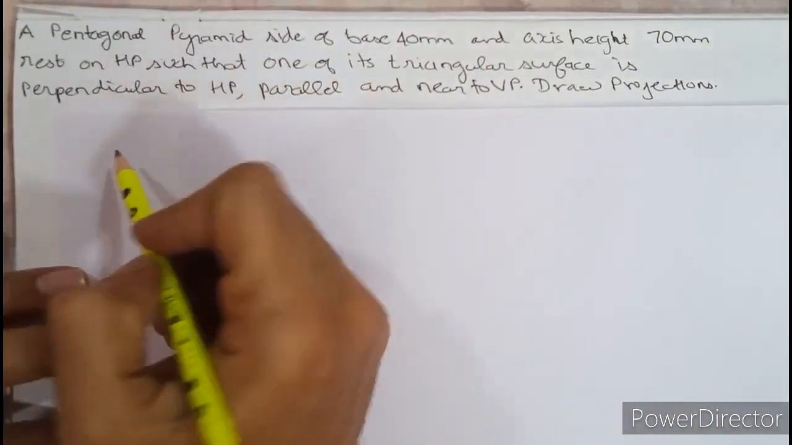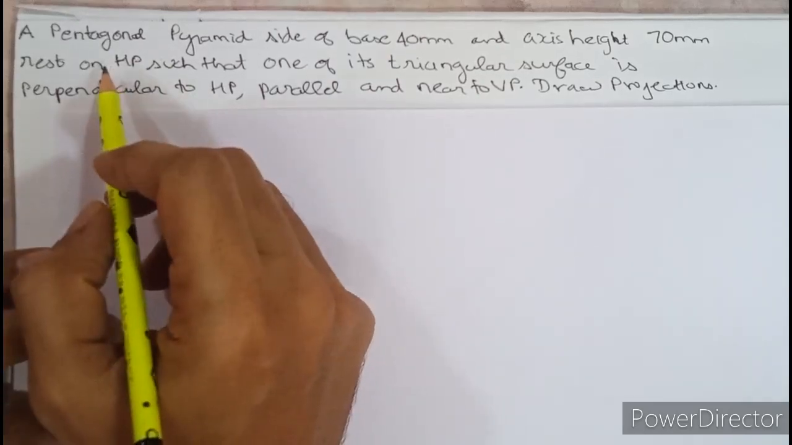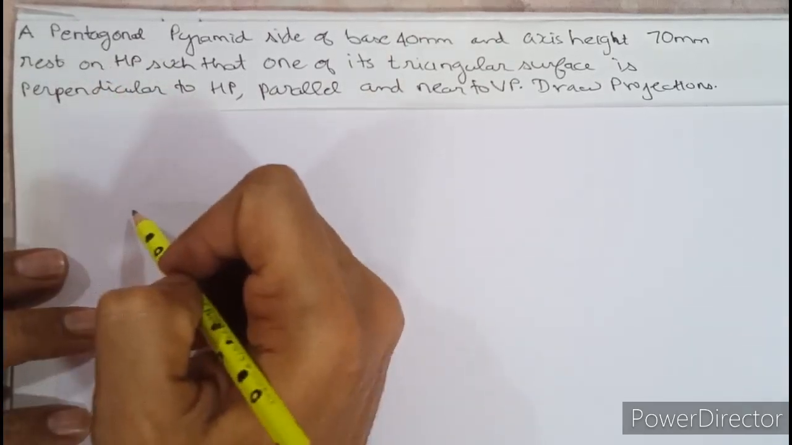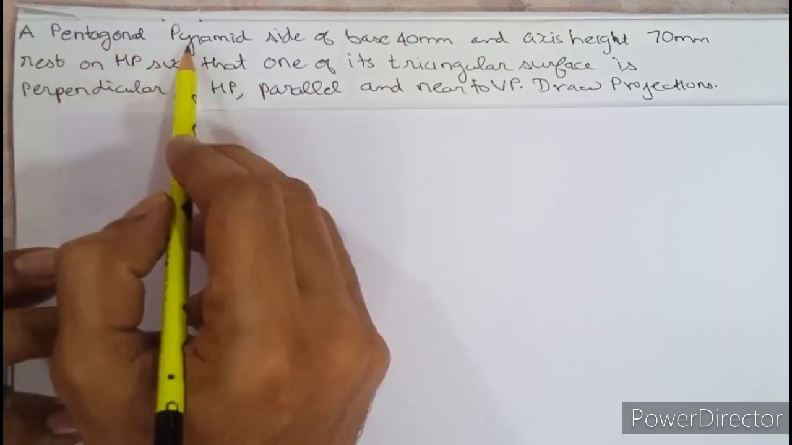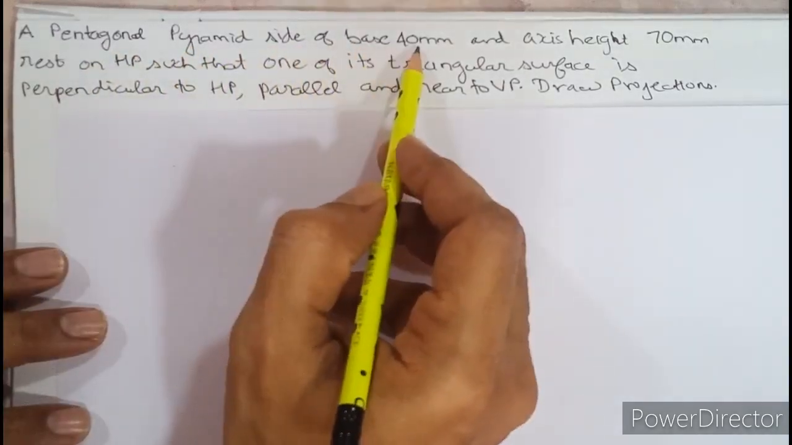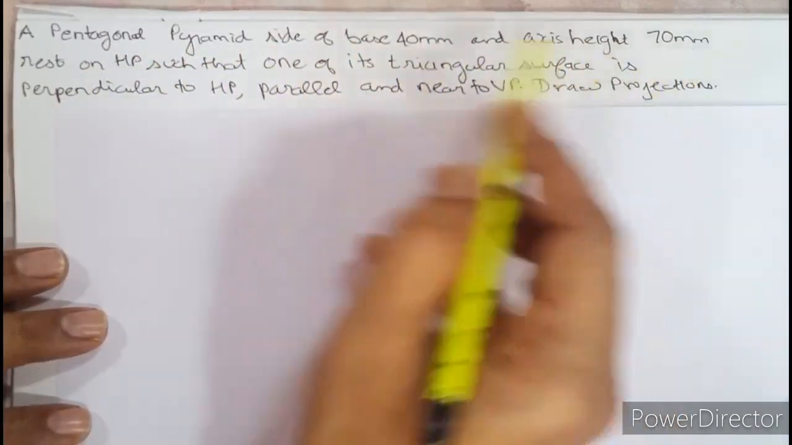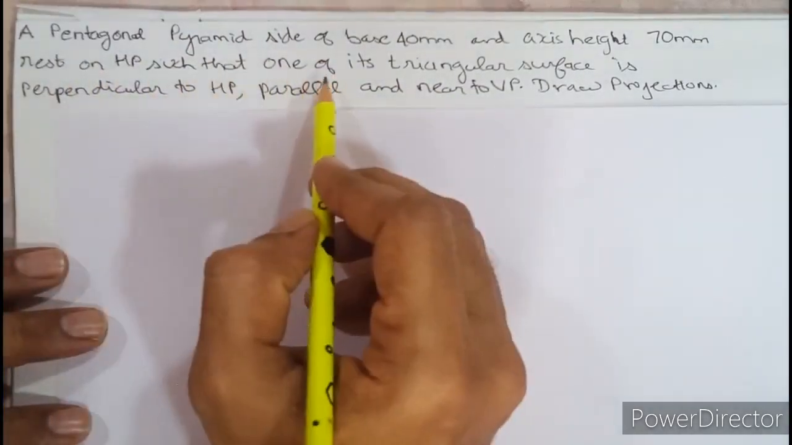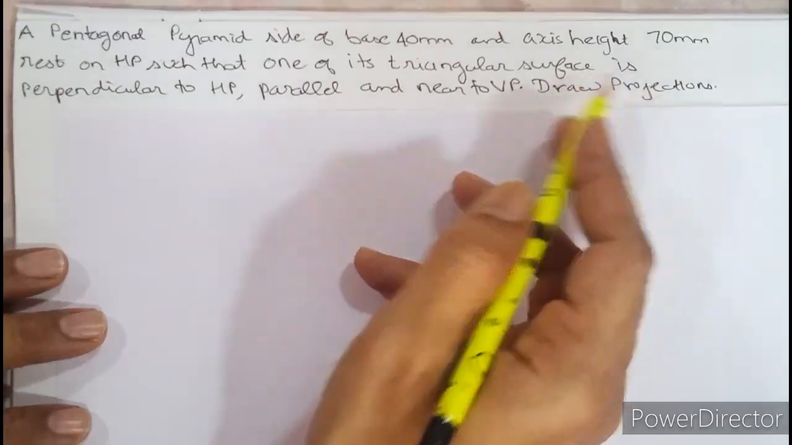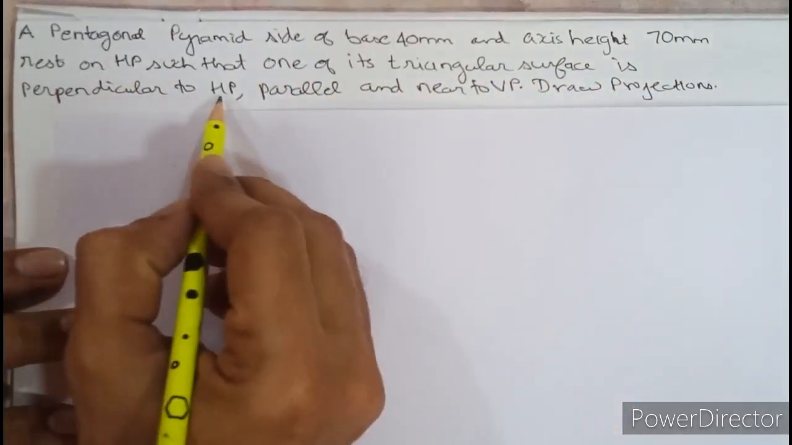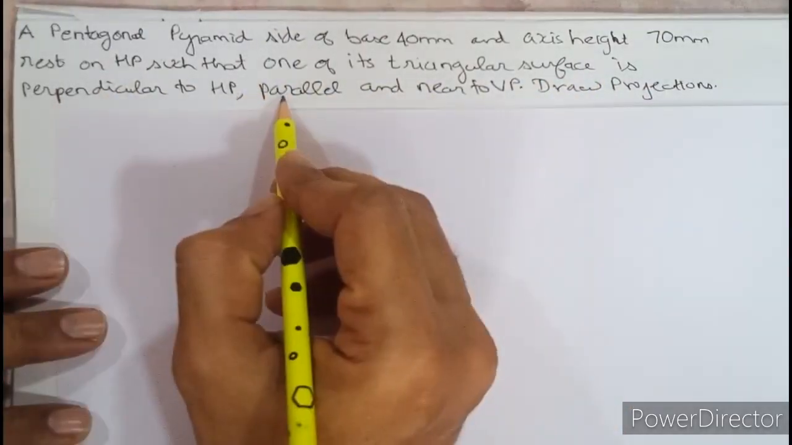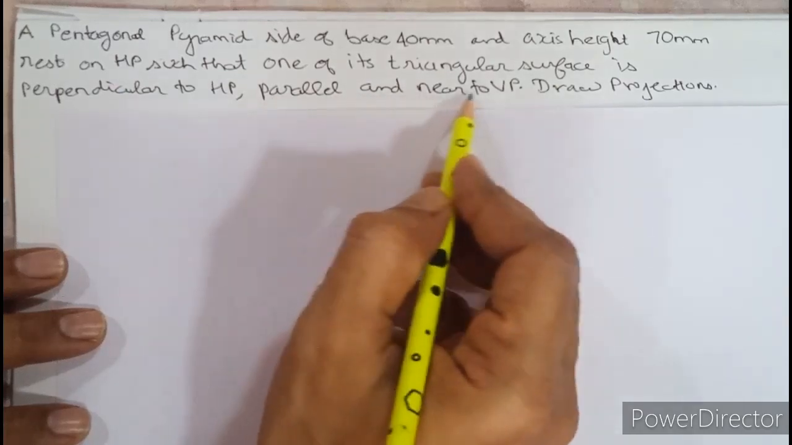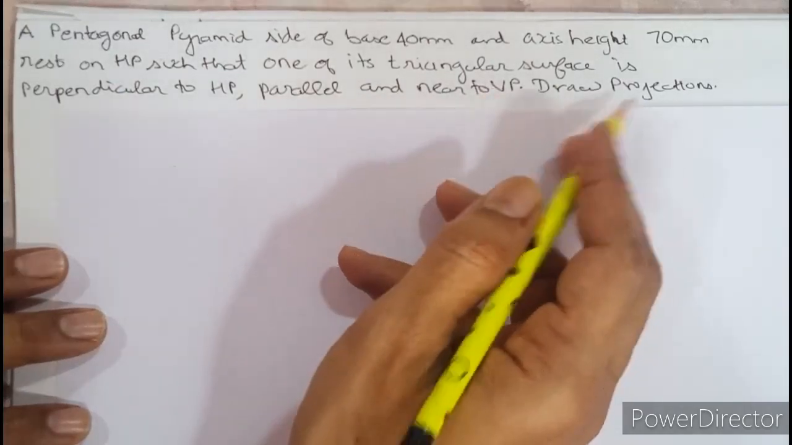So this is our next question in projection of solids. A pentagonal pyramid, side of base 40 mm and axis height 70 mm, rests on HP such that one of its triangular surface is perpendicular to HP, parallel and near to VP. You need to draw the projection of it.